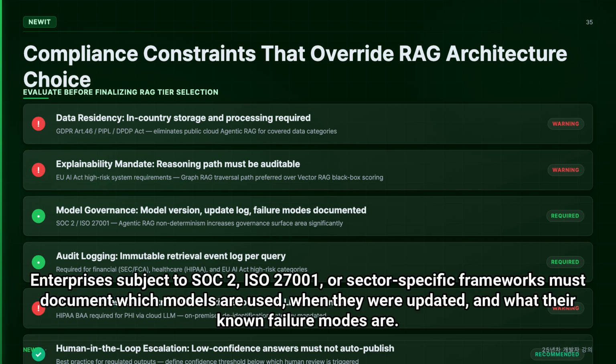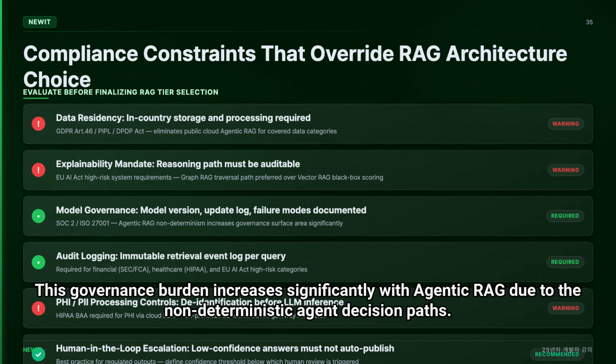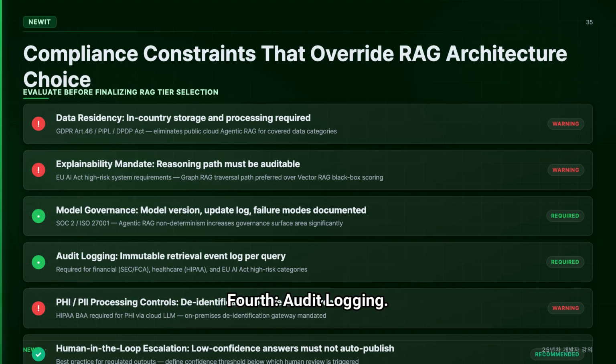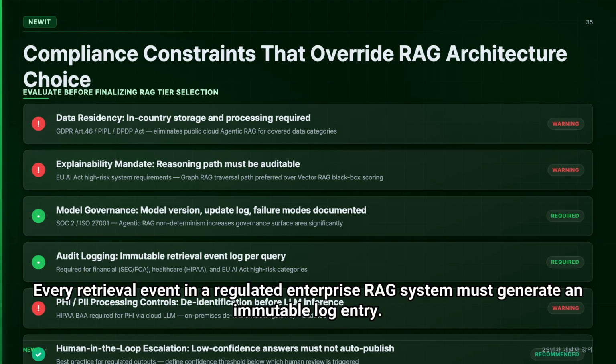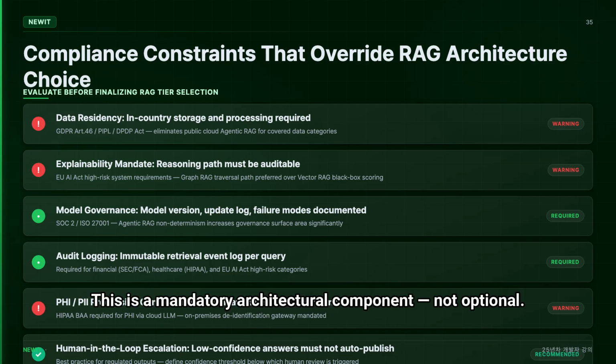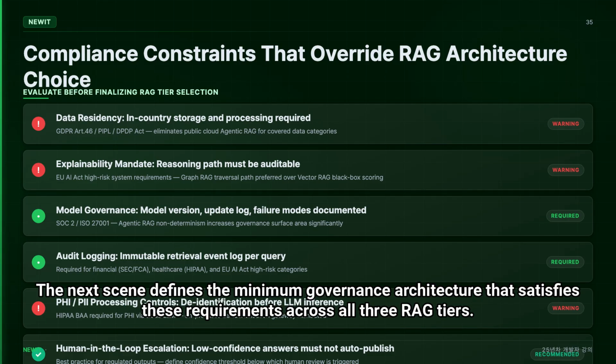Third, model governance. Enterprises subject to SOC 2, ISO 27001, or sector-specific frameworks must document which models are used, when they were updated, and what their known failure modes are. This governance burden increases significantly with agentic RAG due to the non-deterministic agent decision paths. Fourth, audit logging. Every retrieval event in a regulated enterprise RAG system must generate an immutable log entry. This is a mandatory architectural component, not optional. The next scene defines the minimum governance architecture that satisfies these requirements across all 3 RAG tiers.